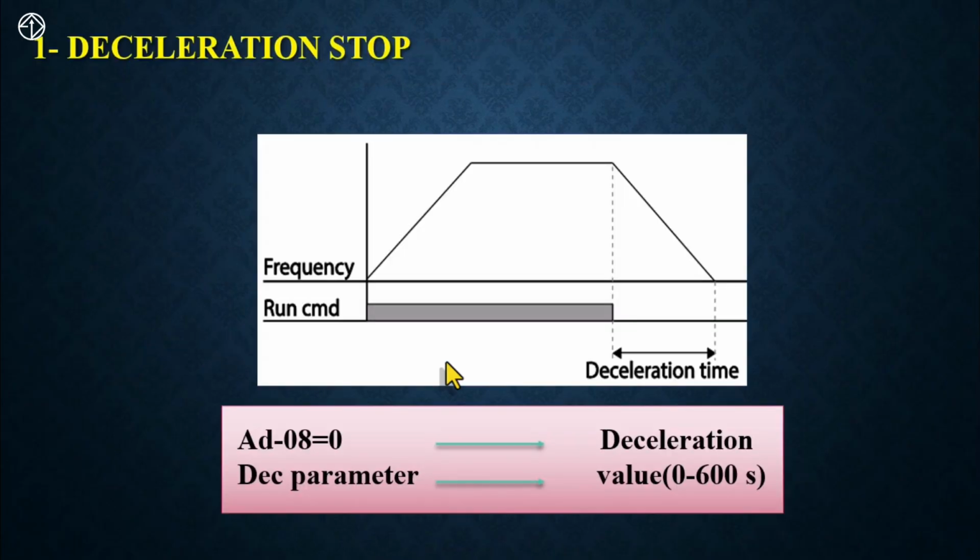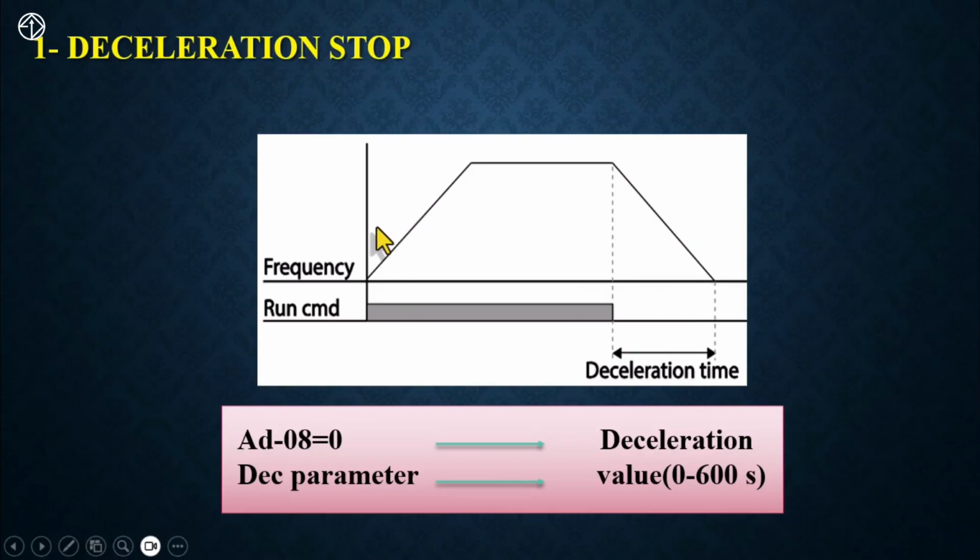The first stop method, our stop mode, is deceleration stop. What does that mean? It means that if, while the inverter is in its operational run mode, you send the stop command, the inverter will start to gradually decrease the frequency according to the time you have set, and it will reach zero, stopping your motor.